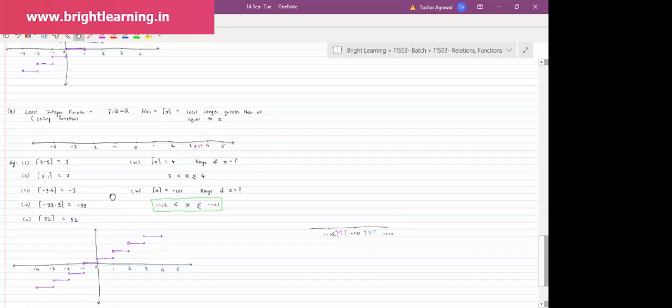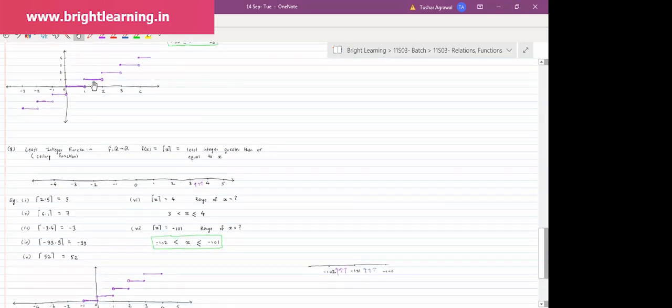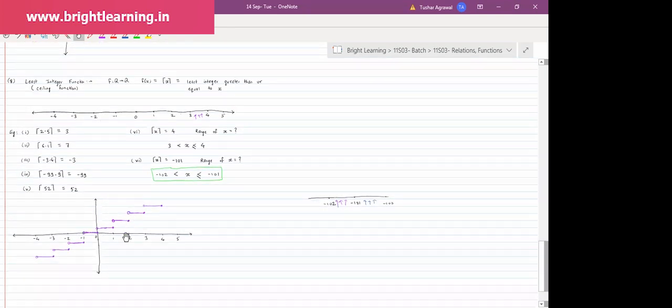Also, between 1 and 2, the greatest integer function is 1. Sorry, the greatest integer function for this interval is 1, while the ceiling function for that very interval is 2, not 1. Can you see? These are the only two differences. Otherwise, both follow the step pattern. Clear?